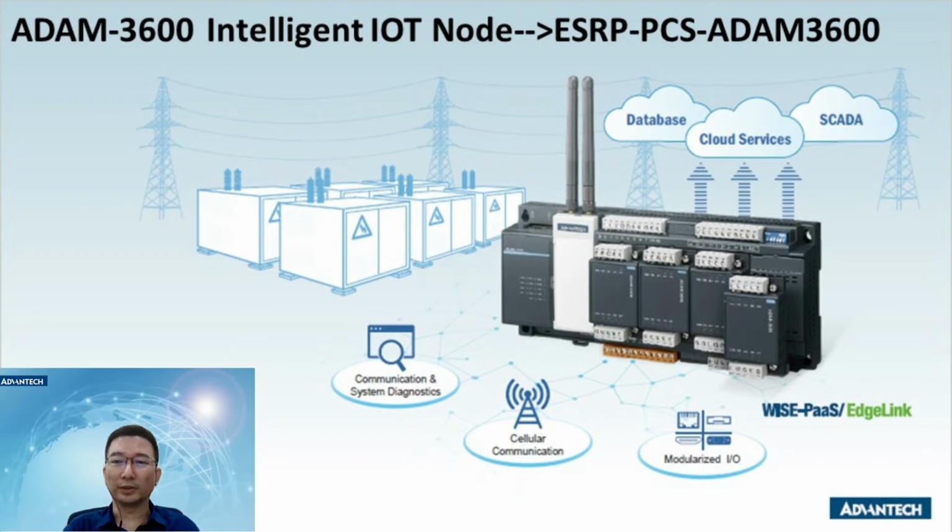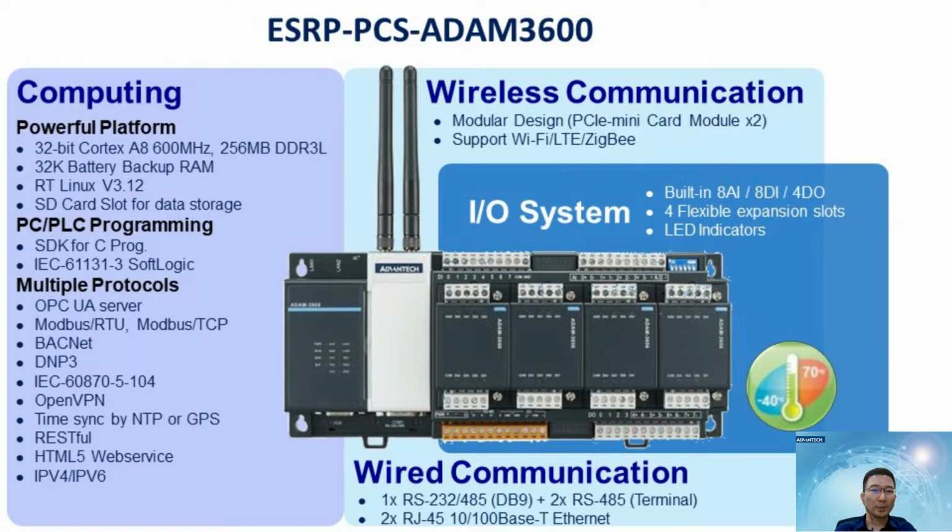First of all, I would like to introduce our ADAM 3600 Intelligent IoT Node. This product can be bundled with our WISE-EdgeLink to become an ESRP, the PSCS-ADAM 3600. This product is equipped with a 32-bit Cortex-A9 600 MHz CPU and 256 MB RAM, and it also has 32K battery backup RAM. It runs on RT Linux version 3.12, and has an SD card slot for data storage. It is also ready for PC or PLC programming. We provide an SDK for C programming and also IEC 61131-3 soft logic.